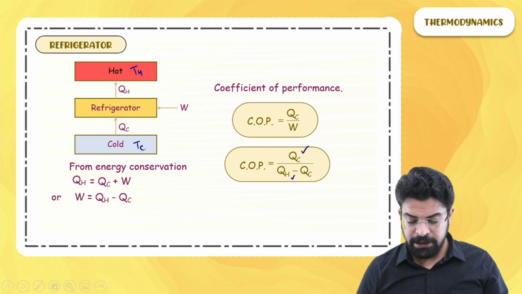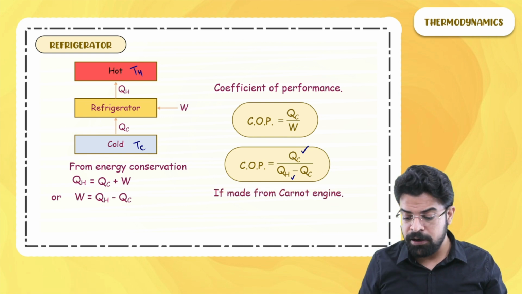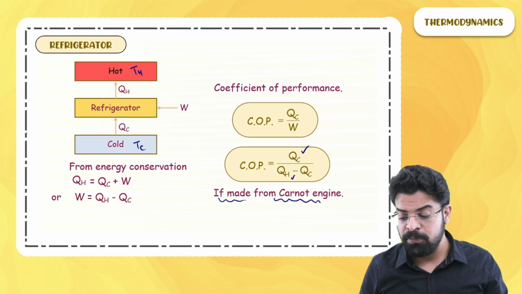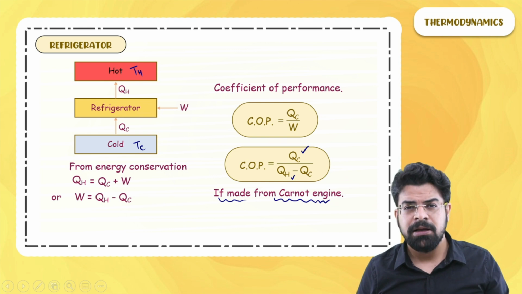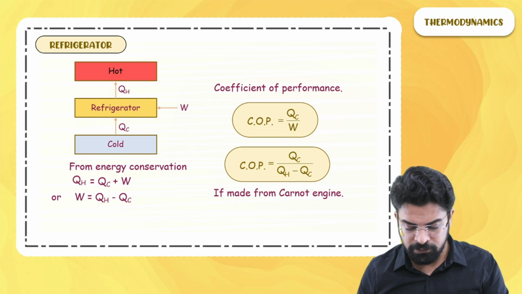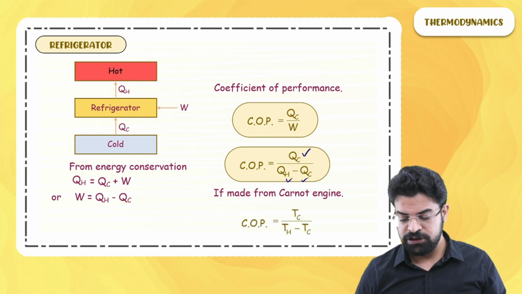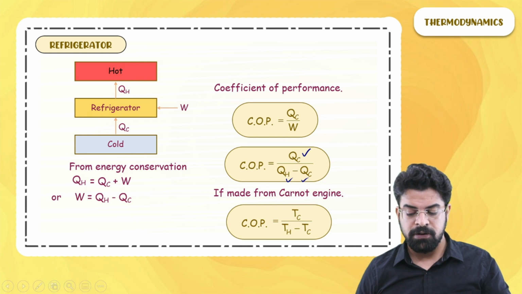So we can even write, if a refrigerator is derived from a Carnot engine, if it is made from a Carnot engine, then we know that Q1 by Q2 equals T1 by T2, no? Same thing. So here you will write TC upon TH minus TC as your coefficient of performance. Now let's do a question based on refrigerator.